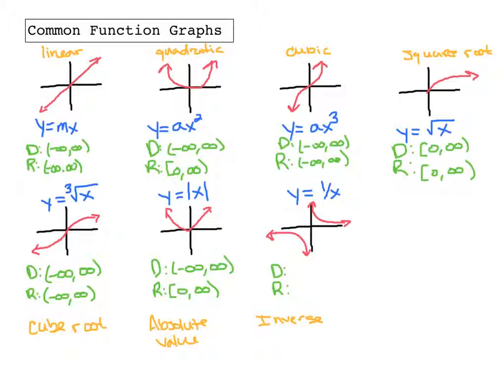And last but not least, our inverse function. It goes all the way to the left, and all the way to the right, and all the way down, and all the way up. But if you look at the graph, you'll see that they don't cross the origin at all. So x will never equal 0, and y will never equal 0.